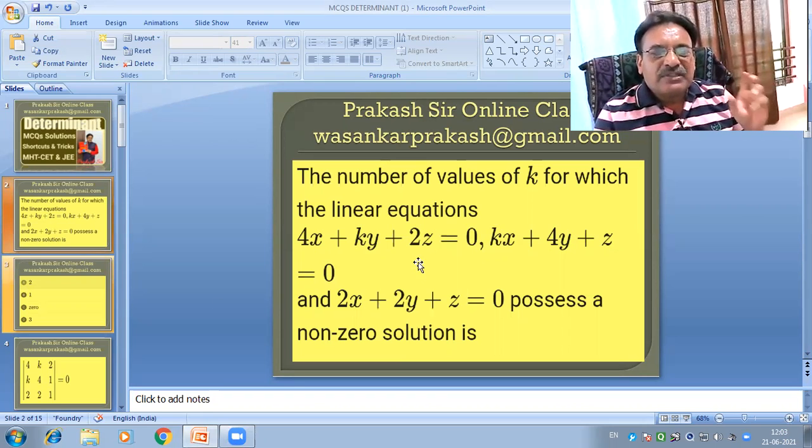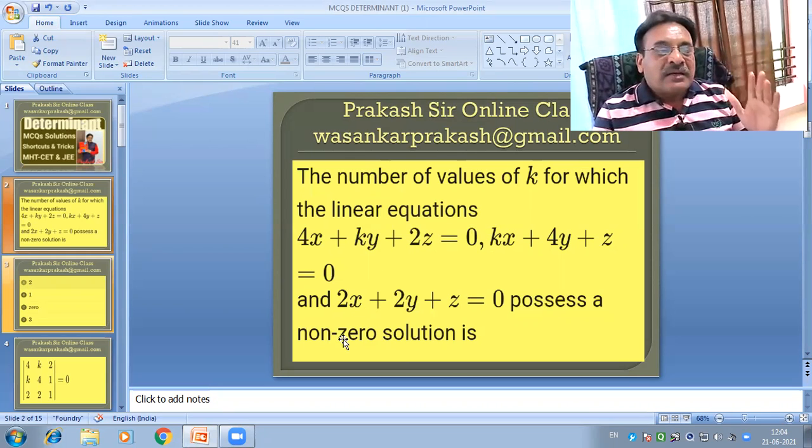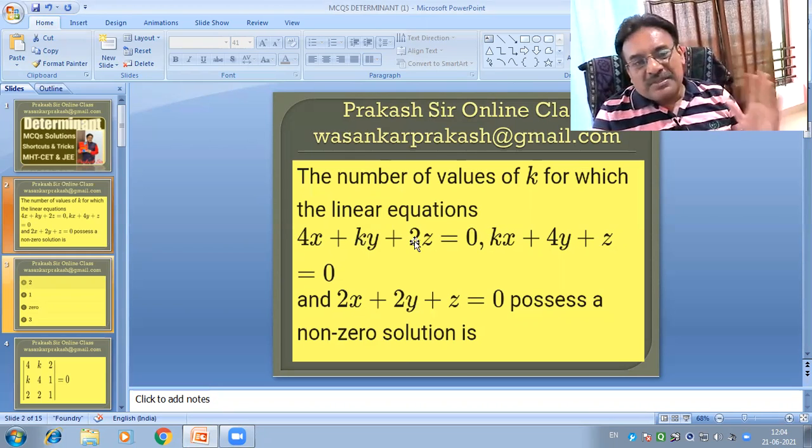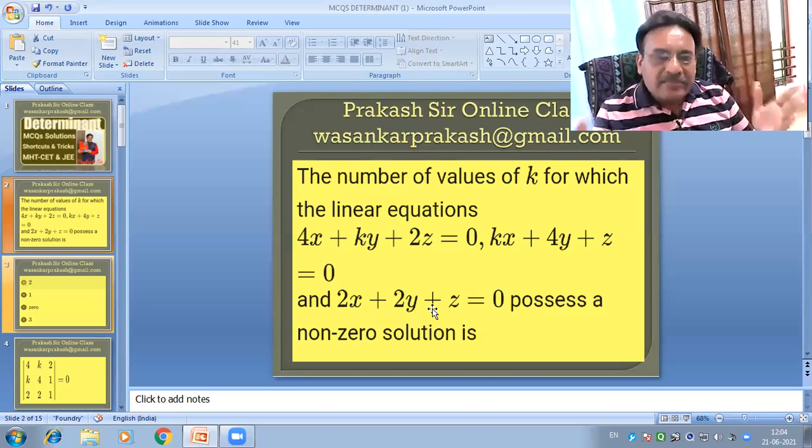First is 4x + ky + 2z = 0. Second is kx + 4y + z = 0. And third is 2x + 2y + z = 0. And these three equations possess a non-zero solution. We know that if linear equations possess non-zero solutions, then the value of the determinant is equal to 0, that is delta equals 0. Therefore here the determinant with first row 4 k 2, second row k 4 1, third row 2 2 1 is equal to 0. Then we evaluate the determinant and get the required value of k.